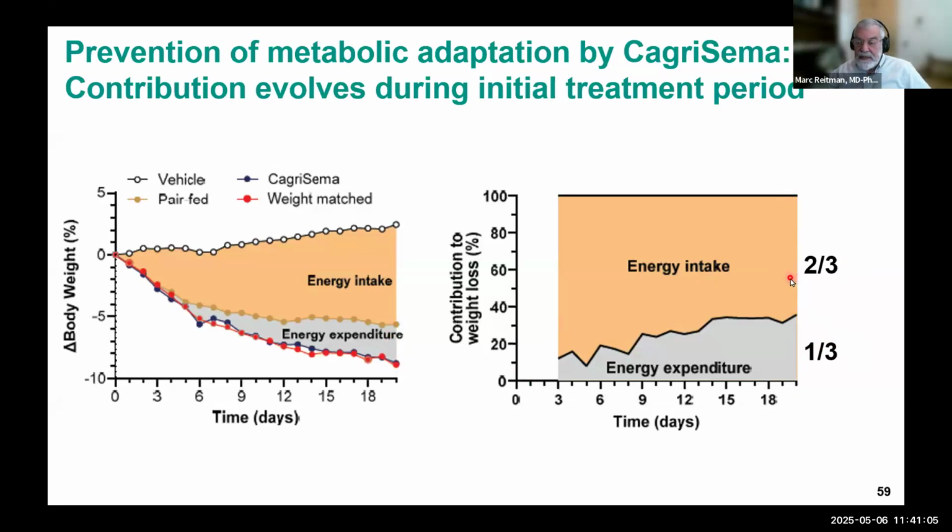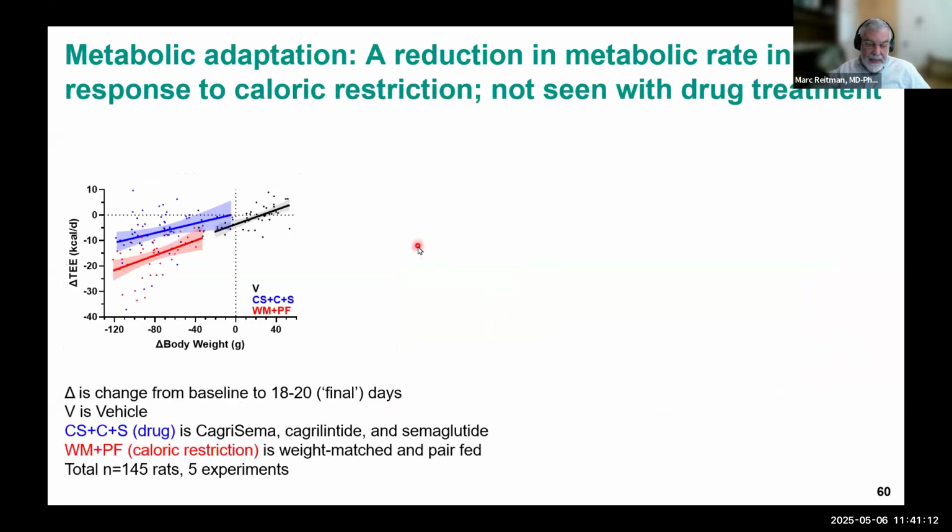And so now what we're going to do is analyze the data comparing baseline to the 3-week data points. The first thing we did was show the change in body weight and the change in energy expenditure. Again, here are the vehicle rats. Let me set this up a little better.